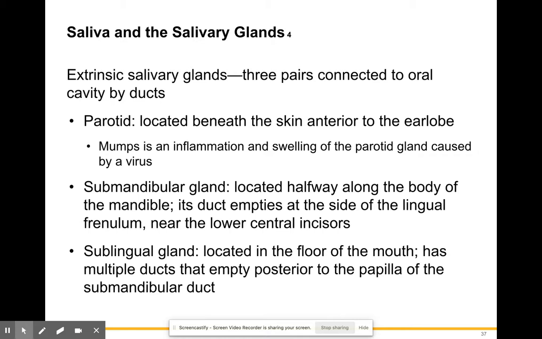And then you have the sublingual gland, which is located in the floor of the mouth and has multiple ducts that empty posterior to the papilla of the submandibular duct. Okay, so it's the glands underneath your tongue, and it releases enzymes underneath your tongue. Okay, that's what that means.